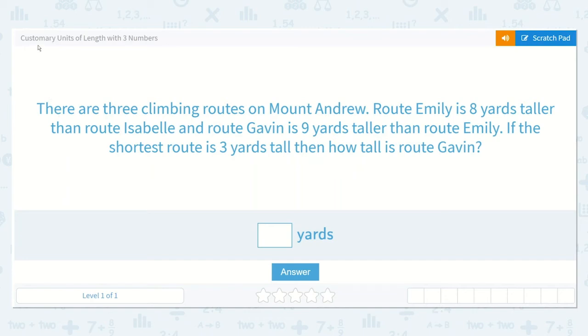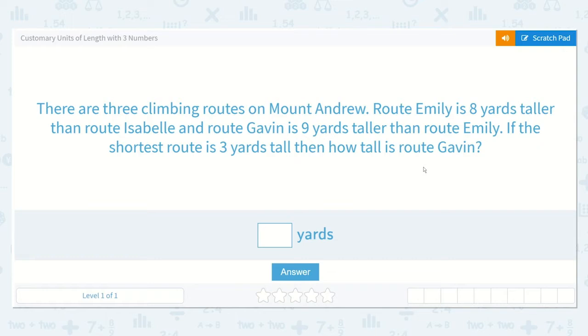Let's take a look at the lesson, Customary Units of Length with 3 numbers. So the question is, there are 3 climbing routes on Mount Andrew. Route Emily is 8 yards taller than Route Isabel, and Route Gavin is 9 yards taller than Route Emily. If the shortest route is 3 yards tall, then how tall is Route Gavin?